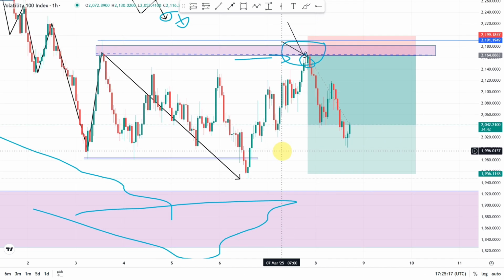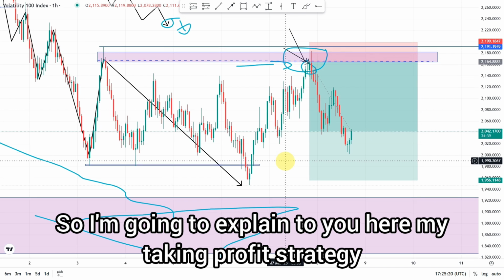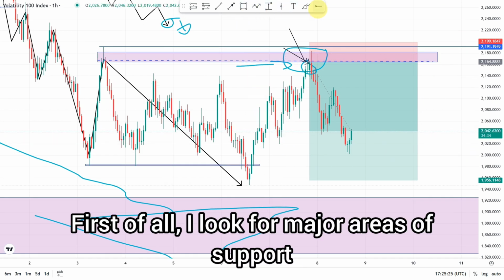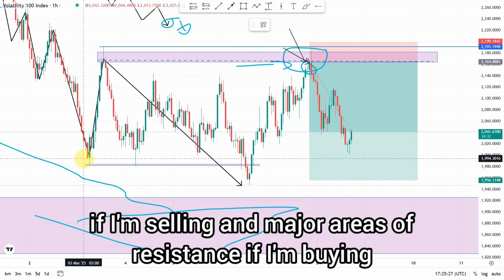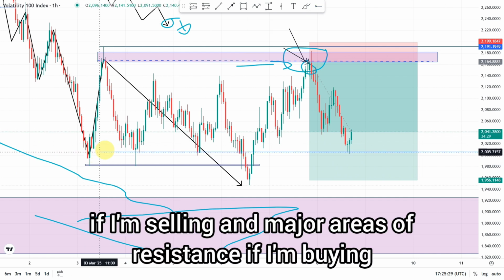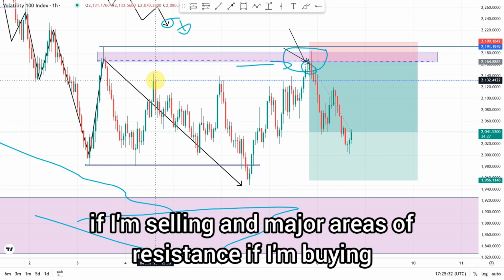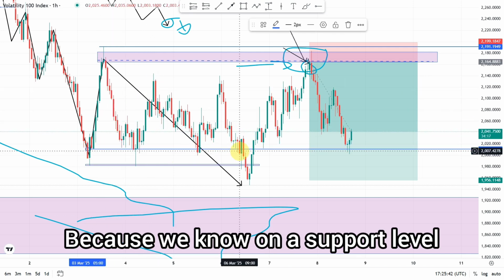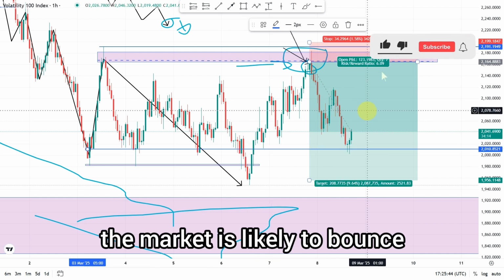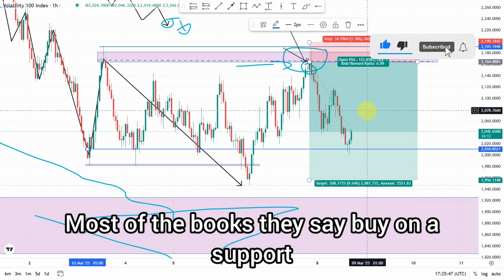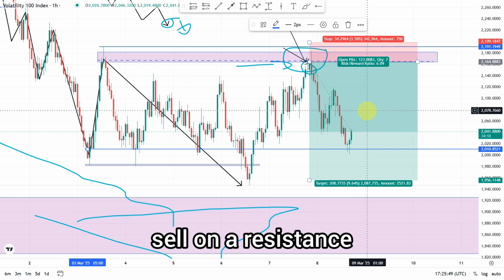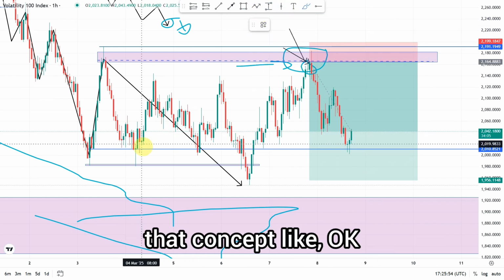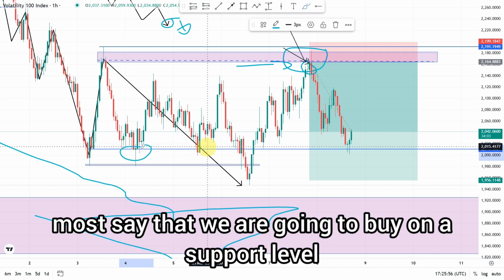All right. So I'm going to explain to you here my take profit strategy. First of all, I look for major areas of support if I'm selling and major areas of resistance if I'm buying. Why? Because we know on a support level, the market is likely to bounce. Most of the books say buy on a support, sell on a resistance. So it is only logical for you to go with that concept, like, okay, most say that we are going to buy on a support level.